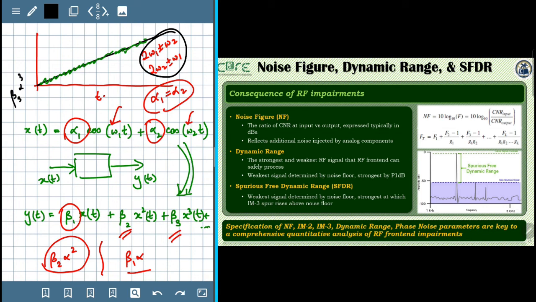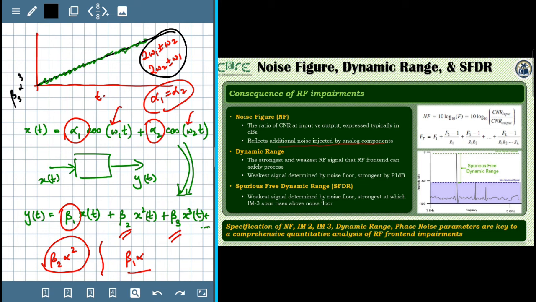Finally, some other characteristics of the RF frontends. Noise figure is the ratio of CNR, carrier to noise ratio, at the input versus output, expressed typically in dBs. It reflects basically the additional noise injected by the analog components, and all analog components typically add some degree of noise to the receiver circuitry, and therefore this is one of the other incentives to go towards direct RF sampling, because direct RF avoids the analog RF components that degrade the signal to noise ratio or carrier to noise ratio.